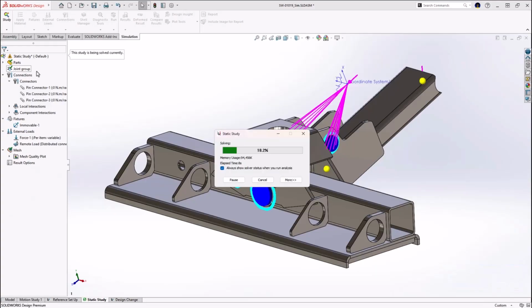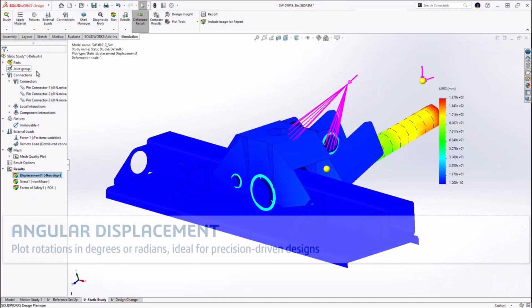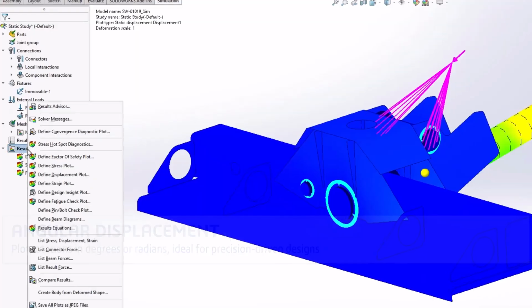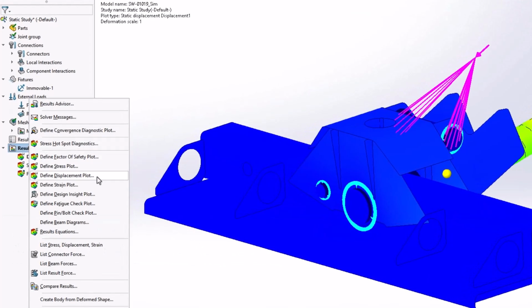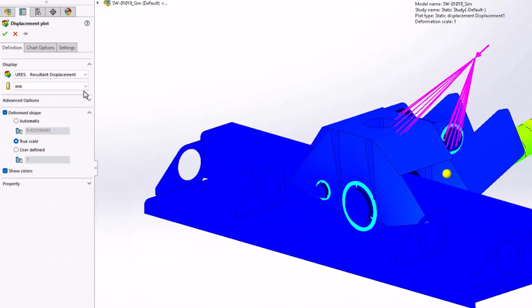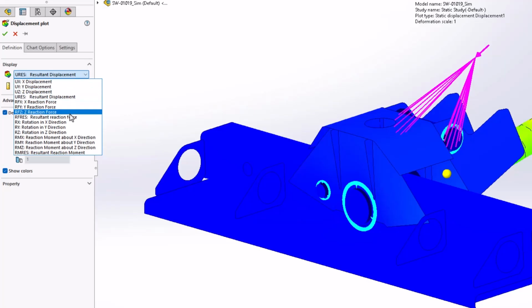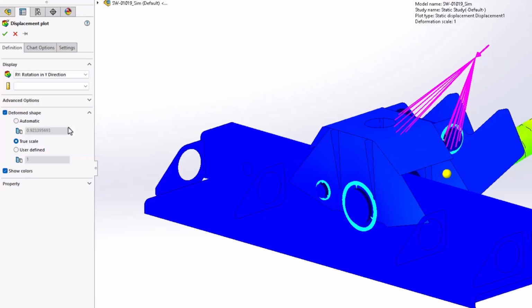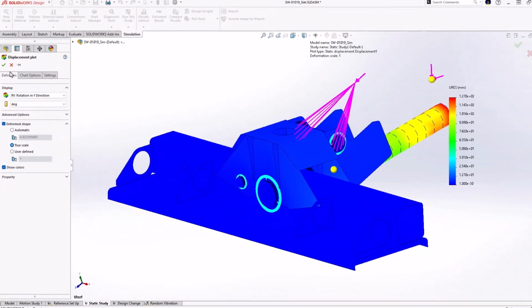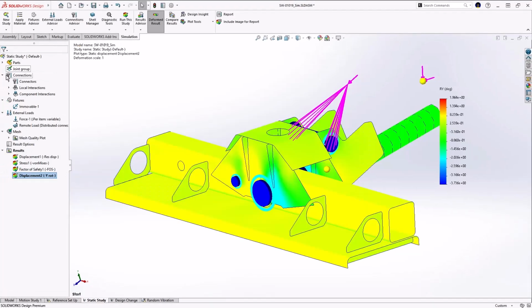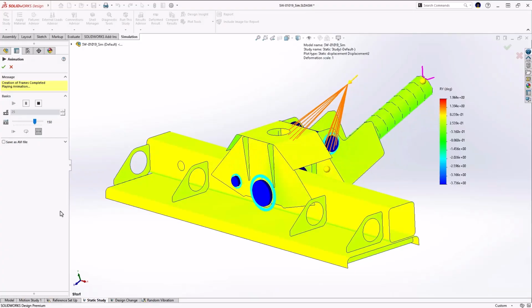The analysis is complete and we're reviewing the results starting with displacement. Displacement plots are always a key metric, and new in SOLIDWORKS Simulation 2026, users can now define rotational displacement plots relative to the X, Y and Z directions. These are reported in either radians or degrees. In this case, we can see significant rotation that would cause operational issues.